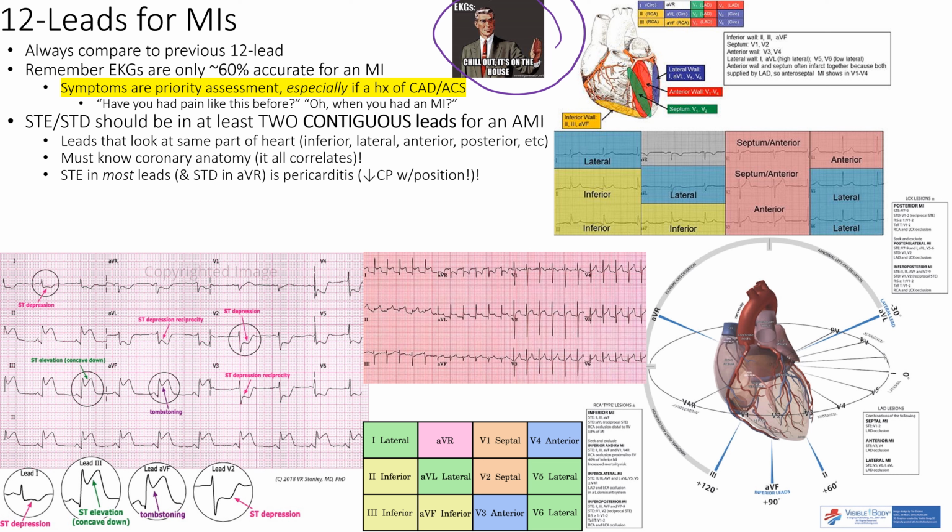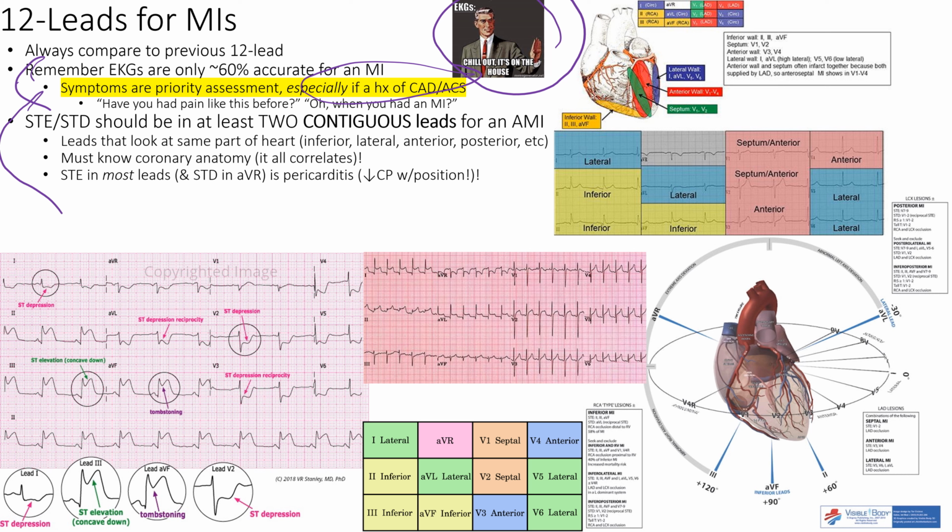You can always say, oh, I see something sus, I'm getting a 12 lead. That's perfectly fine. No one's going to fault you for that, okay? And remember, EKGs are only about 60% accurate for an MI. So if a patient has a lot of symptoms, you've got to trust the symptoms too, especially if they have a history, and especially if they say, oh, I had the same thing before when I had an MI. It's like, well, that's concerning, okay?